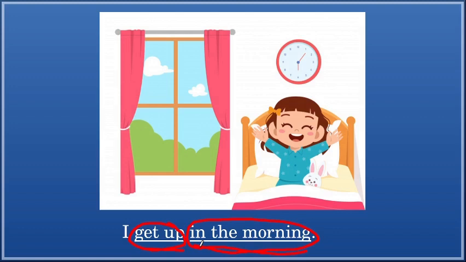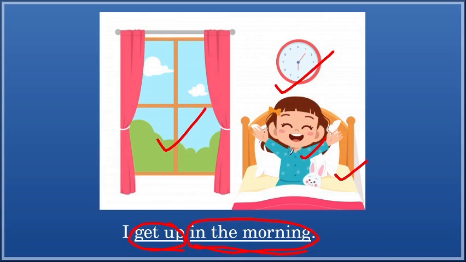Now after that, you can ask what you can see in the picture. What are the things you see in the picture? What can you see? At the very fundamental level, they will be able to see a boy, a bed, a clock, and a window. A window, a clock, a boy, and a bed.